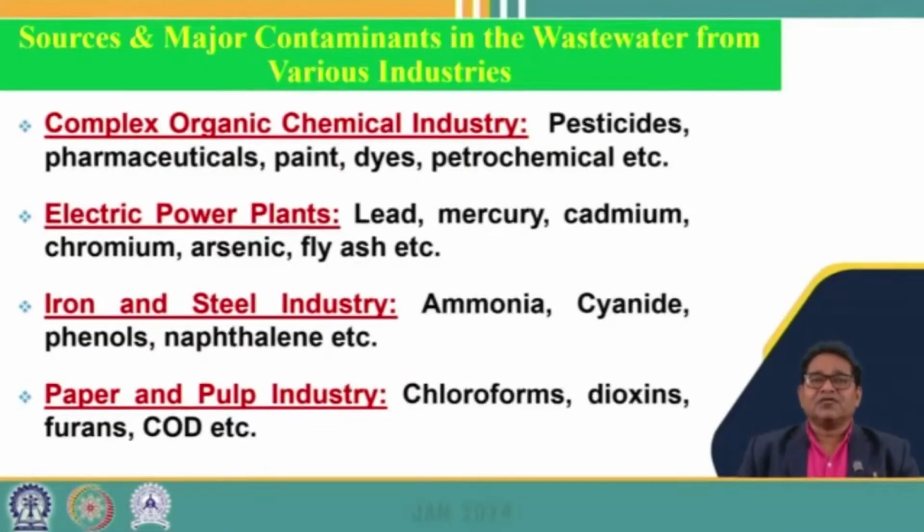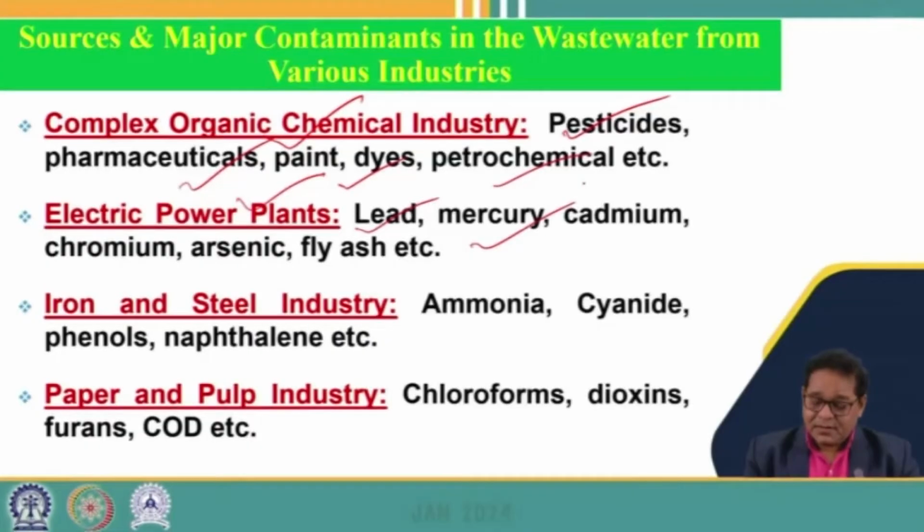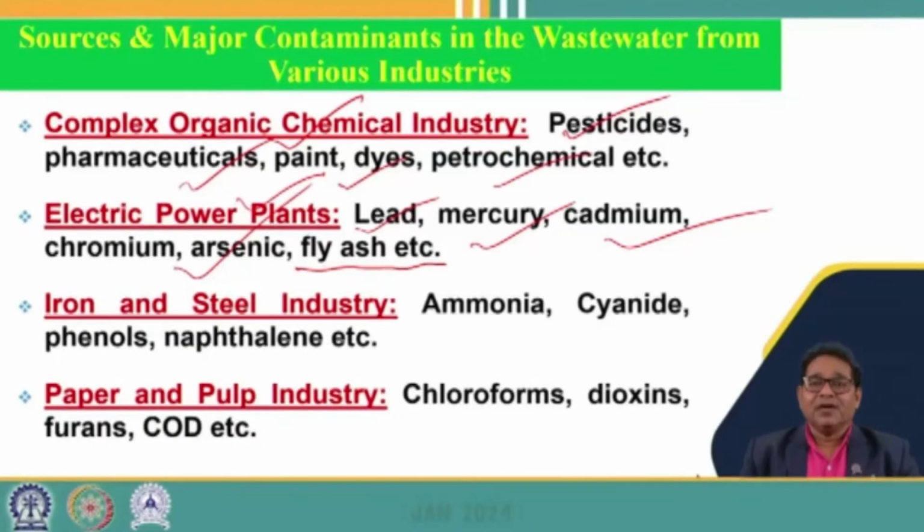So let us see the sources and major contaminants which are normally found in the wastewater generated from different industries. If we see a complex organic chemical industry, it may generate pesticides, pharmaceuticals, paints, dyes, petrochemicals, and many environmental pollutants. If we talk about thermal power plants, they may generate a lot of heavy metals in the form of lead, mercury, cadmium, chromium, and arsenic, and together with this they may also generate a lot of fly ash, which further requires a lot of space for its disposal and storage.